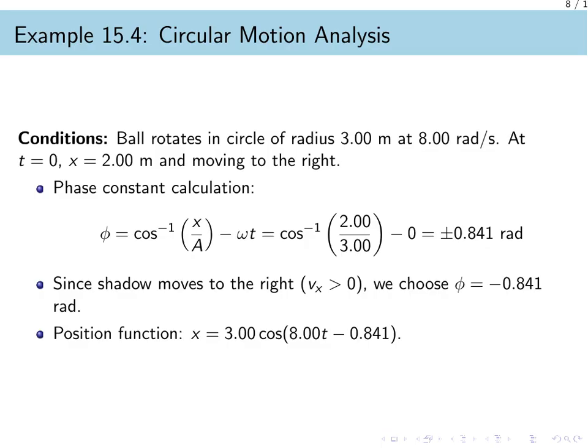To find the phase constant, we use the inverse cosine of the position divided by the amplitude. This gives us two possible values, positive or negative 0.841 radians. Because the problem states the shadow is moving to the right, which implies a positive velocity, we must choose the negative value for the phase constant. This allows us to write the final position function as x equals 3.00 times the cosine of the quantity 8.00 times t minus 0.841.